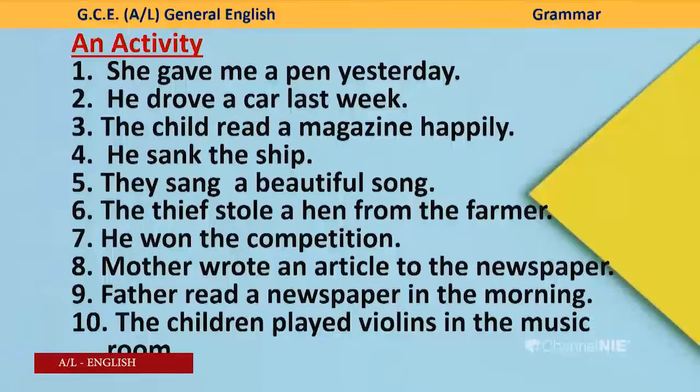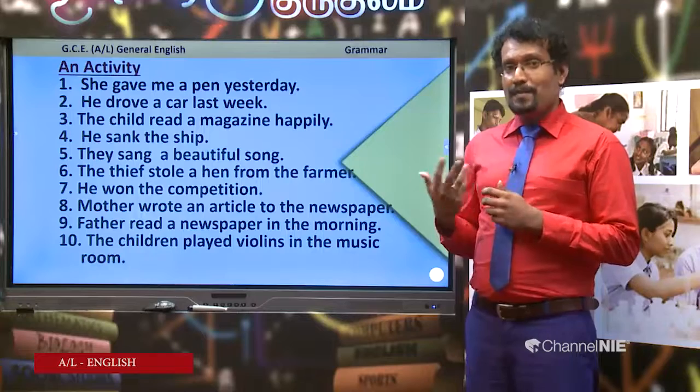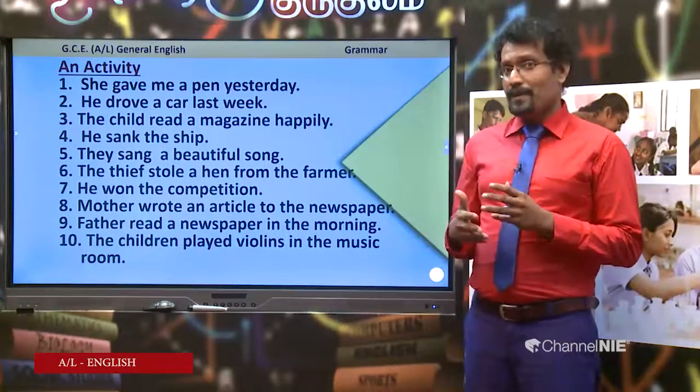So, there is an activity. There are some sentences for you. You have to turn these sentences into passive voice past tense. I am going to read all these sentences for you. She gave me a pen yesterday. He drove a car last week. The child read a magazine happily. He sank the ship. They sang a beautiful song. The thief stole a hen from the farmer. He won the competition. Mother wrote an article to the newspaper. Father read a newspaper in the morning. The children played violins in the music room.